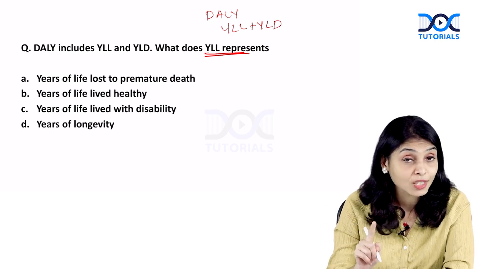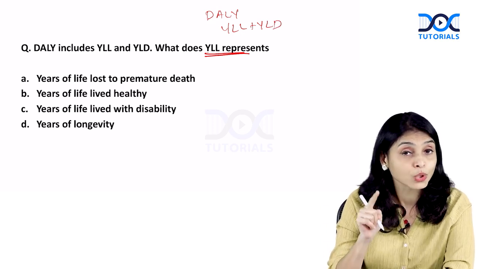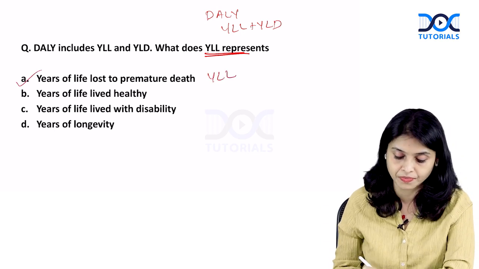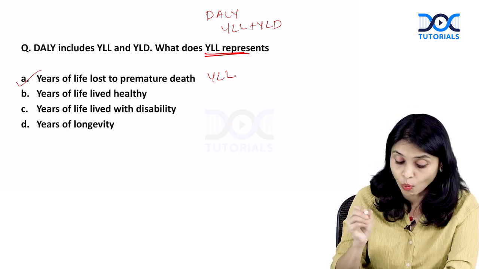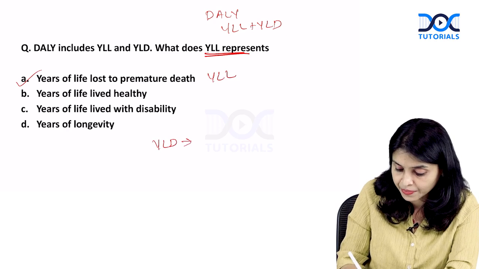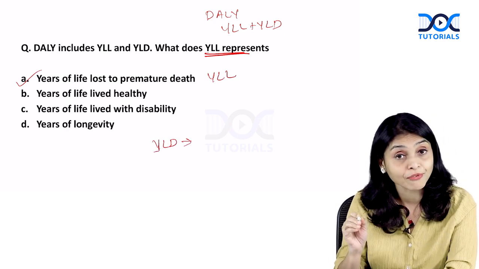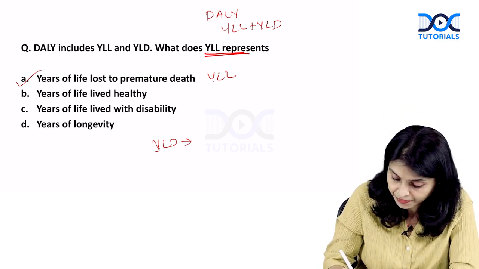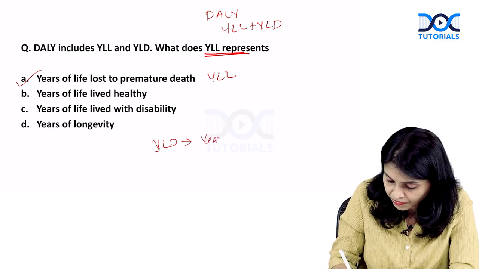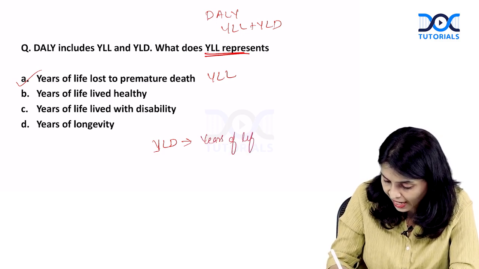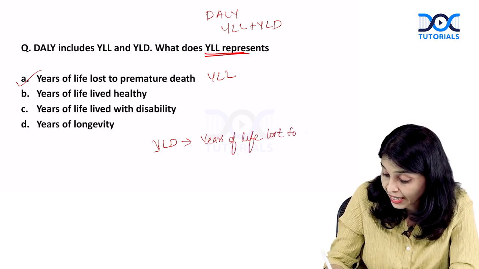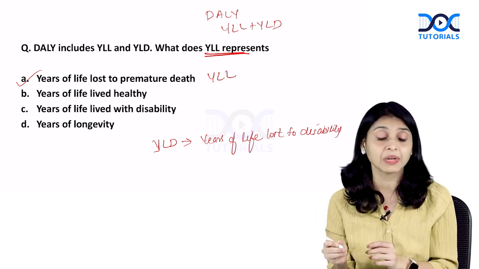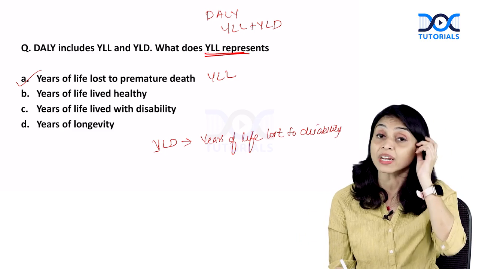YLL is years of life lost to premature death. Then what is YLD? YLD is years of life lost because of disability, or years of life lived with disability. So this is years of life lost to disability, or how many years the patient lived with disability is what you are trying to find out in YLD.